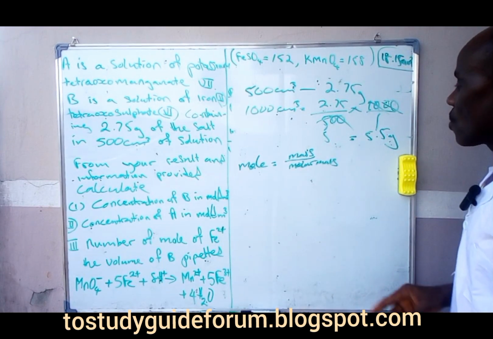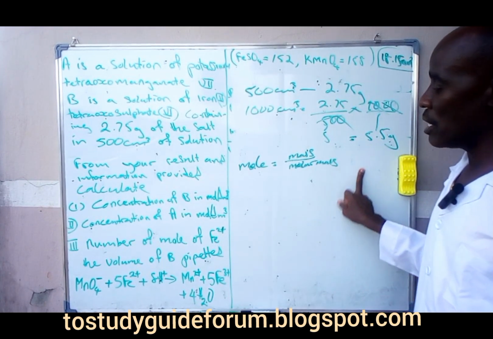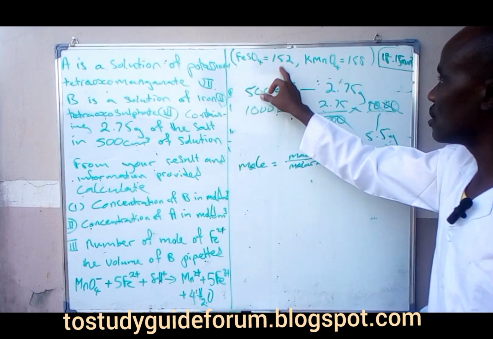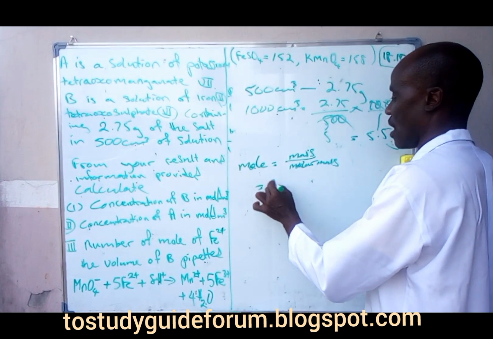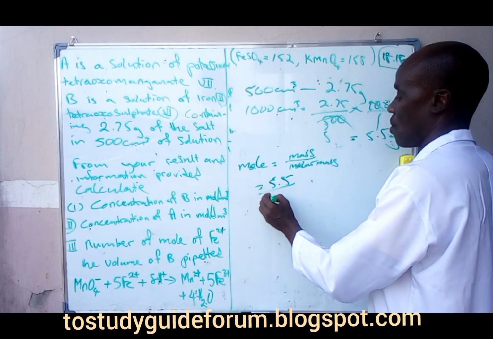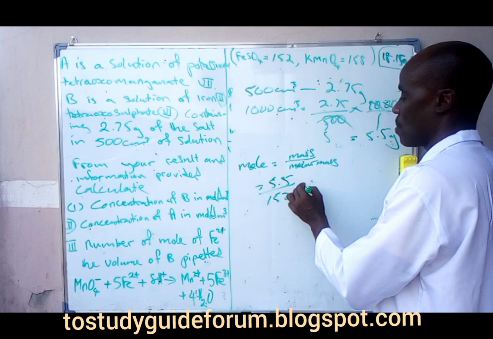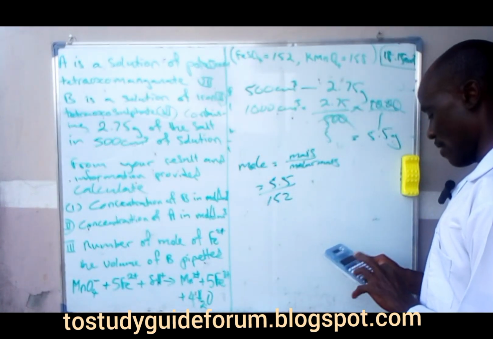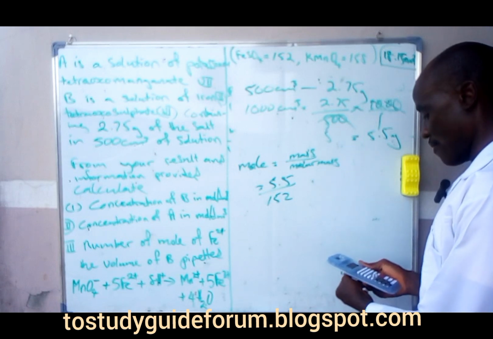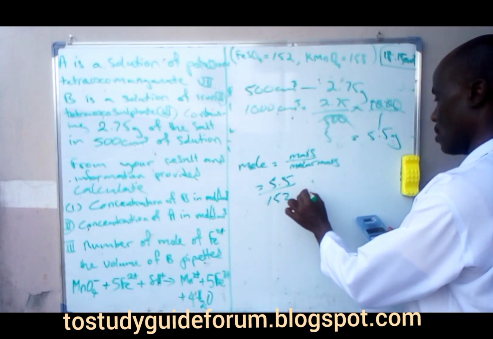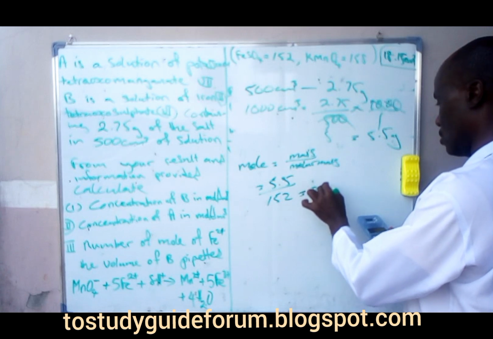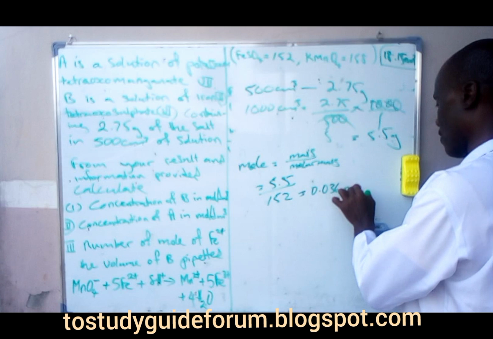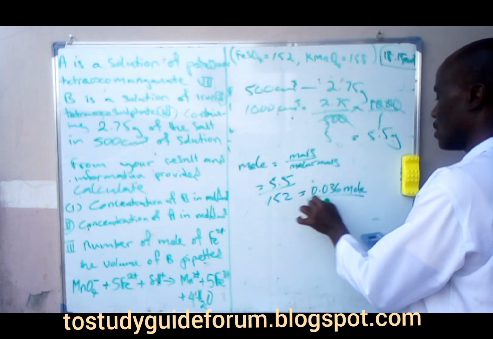So now we have the mass, the relative molecular mass of B, that is the reducing agent, is this. So we can then go by that. We have 5.5 over 152. That will give us 5.5 divided by 152, which will be equal to 0.036 mole. That is what we have here.